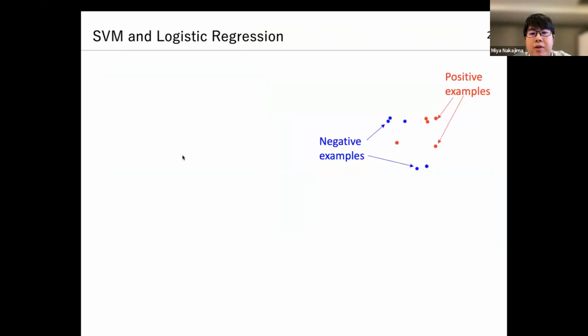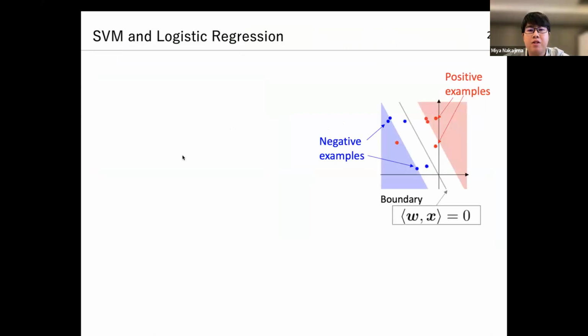So let's start by revisiting the learning method of typical binary classifiers such as support vector machine. Suppose we have these 5 red points representing positive examples and these 5 blue points representing negative examples. We will consider a machine learning problem that determines a linear decision boundary based on these examples.